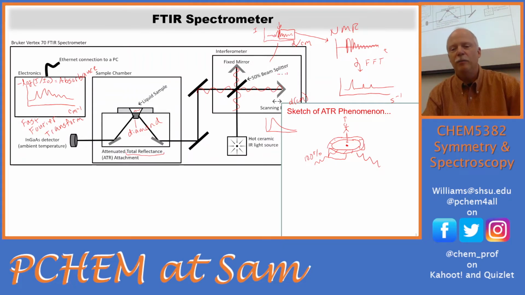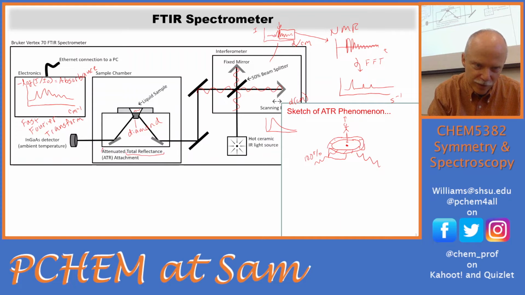So now if you put a person or a sample on top of this trampoline, when that light is reflecting, it's bouncing off the surface a little bit. And the sample, if it matches one of those bounce frequencies, can absorb, steal some of those photons. And that's the attenuated part.